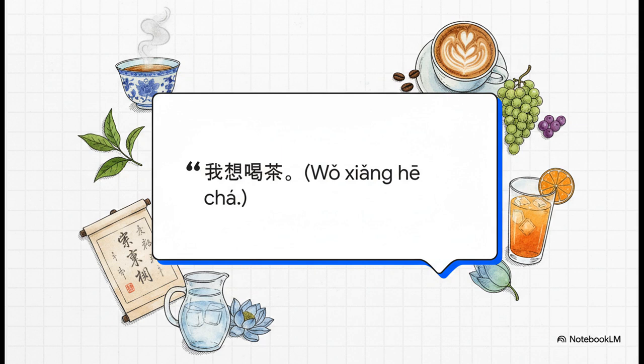And your response would be simple. You could say, 我想喝茶. I would like to drink tea. Now you see how easy this is? We can just swap out the drink. If you wanted coffee, you'd say, 我想喝咖啡. For juice, you'd say, 我想喝果汁. And to finally answer that very first question we started with, if you just want water, you say, 我想喝水.